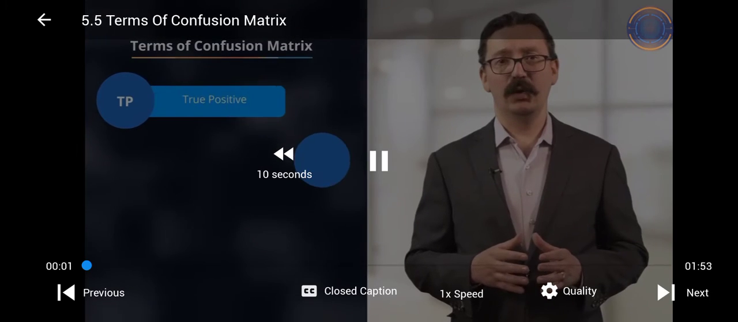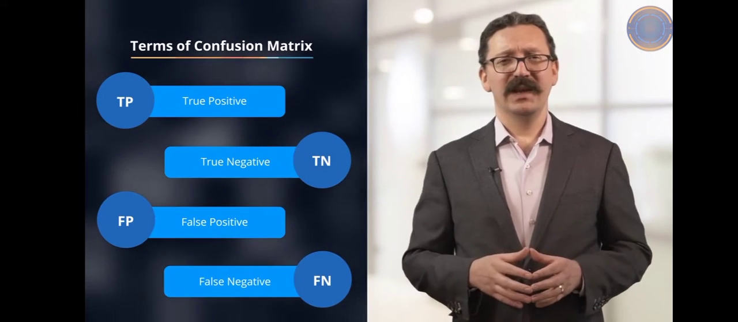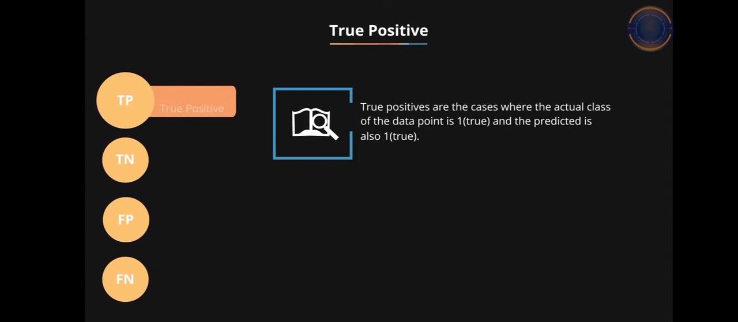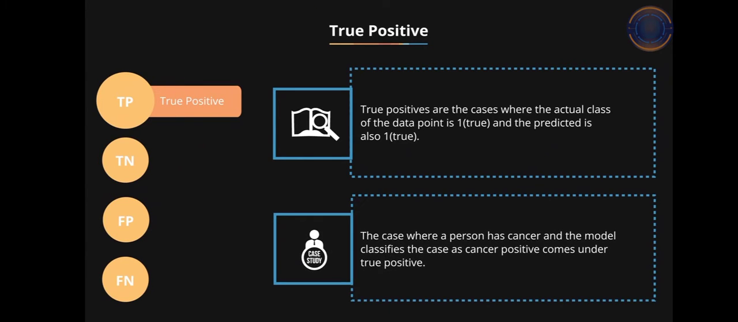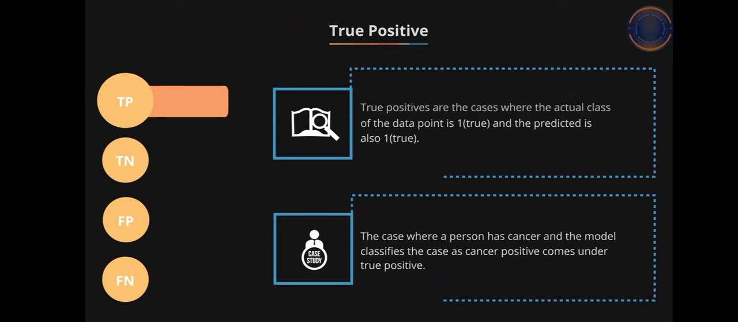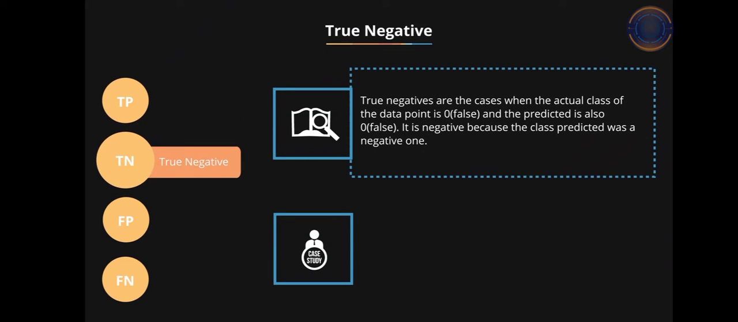Let us look at different terminologies involved in confusion matrix. True positives are cases when the actual class of the data point was 1, true, and the predicted is also 1, true. For example, the case where a person actually has cancer and the model classified this case as cancer comes under true positive. True negatives are cases when the actual class of the data point was 0, false, and the predicted value is also 0, false.